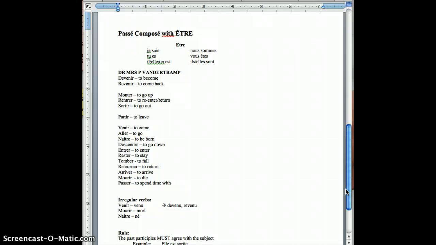Devenir, revenir, monter, rentrer, sortir, partir, venir, aller, naître, descendre, entrer, rester, tomber, retourner, arriver, mourir, passer.